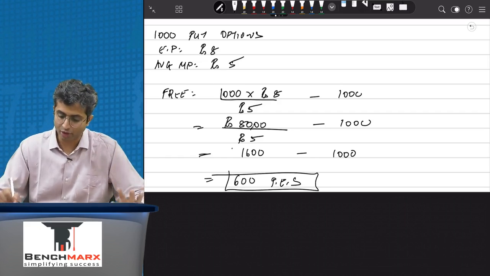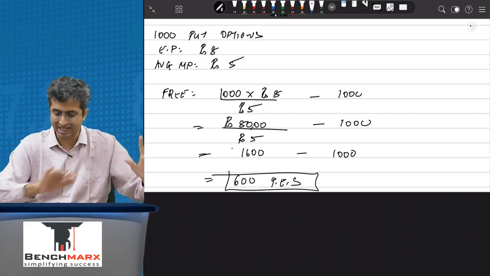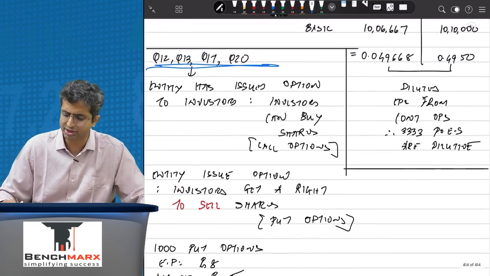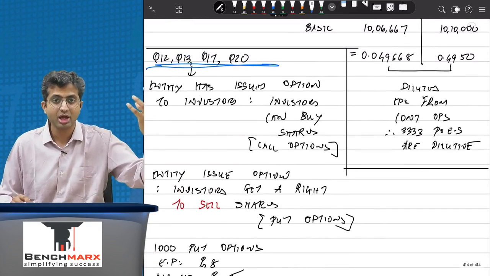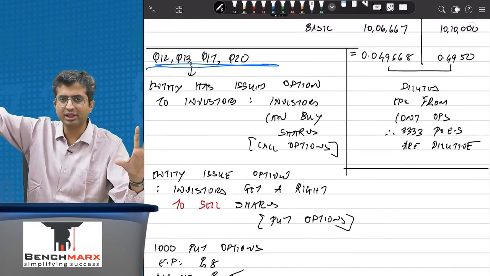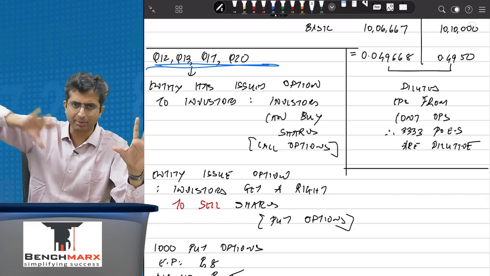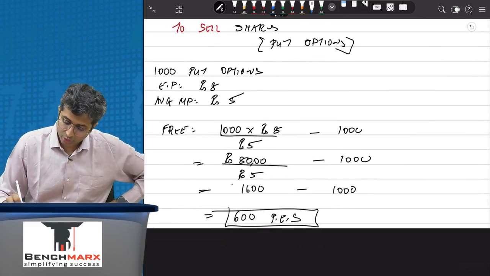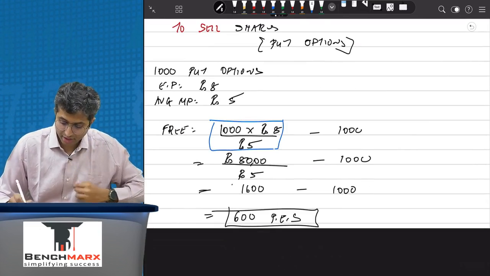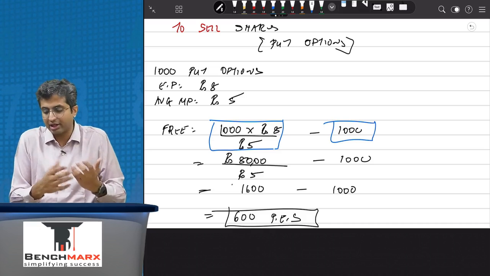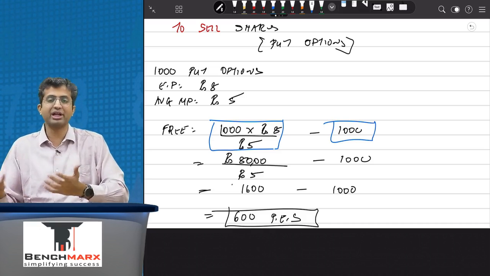The institute has not even asked a single question on this, but just in case it comes, lock this in your mind. In case of your standard options, in order to calculate the free element, you take the number of options minus options into exercise price upon the market price. Here it will just be opposite. So here you will start with this term over here, and then you will take the options on the other side. Otherwise that number will show as negative 600.